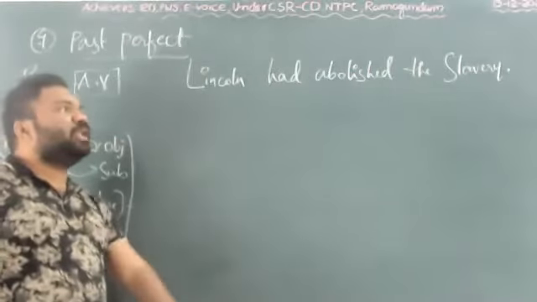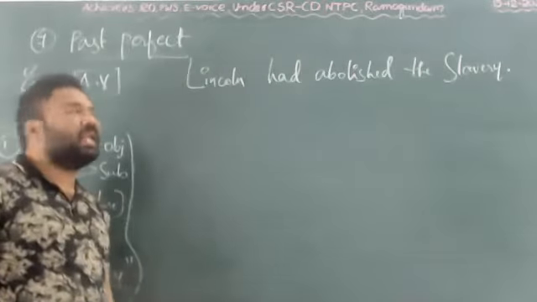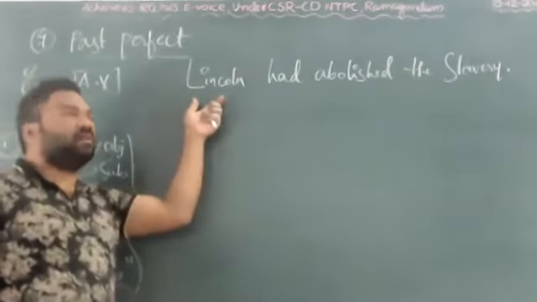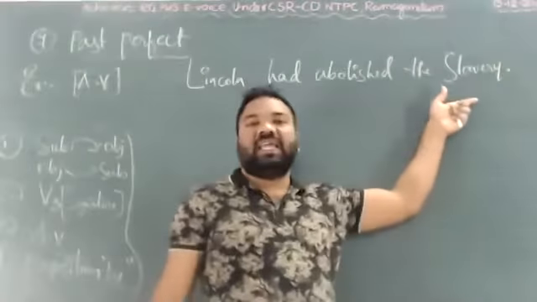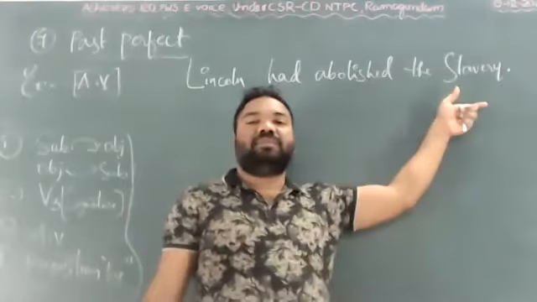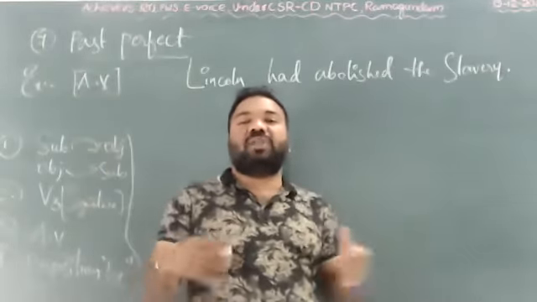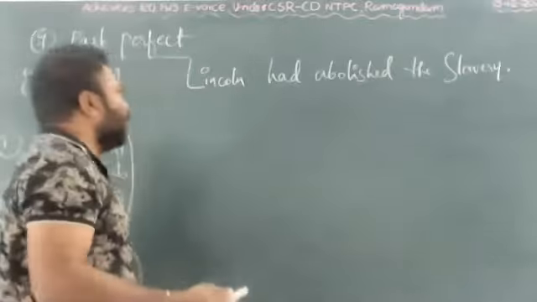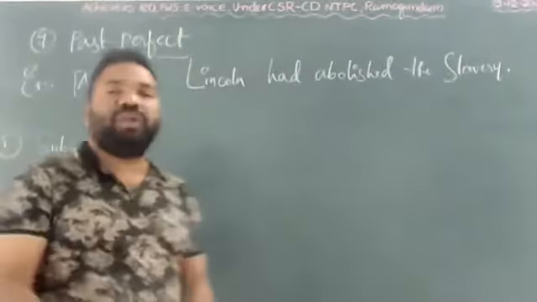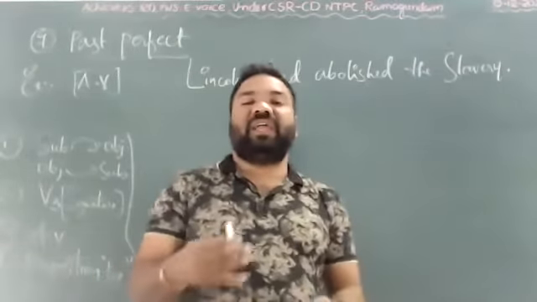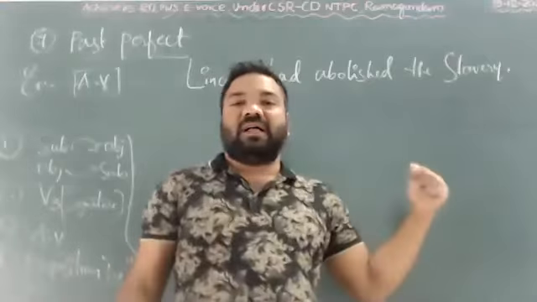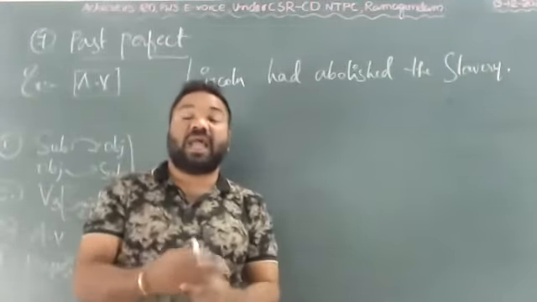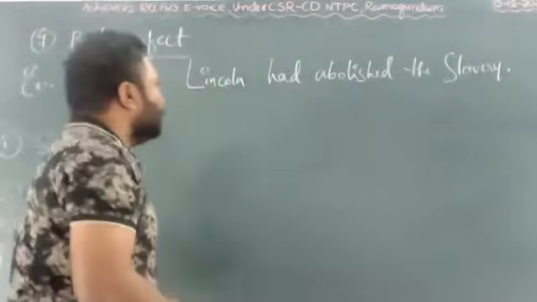Lincoln had abolished the slavery. Lincoln had abolished the slavery. So Lincoln is a subject, the slavery is an object, subject and object. So let's see how we have to do for this same. The same rule applies which we have been doing. The same rules we apply for this past perfect tense as well. Okay, how well? Let us see.